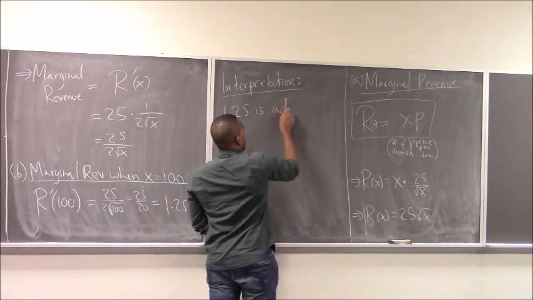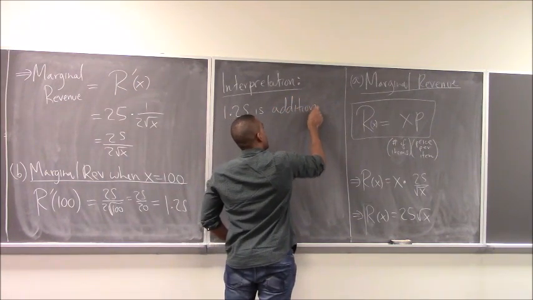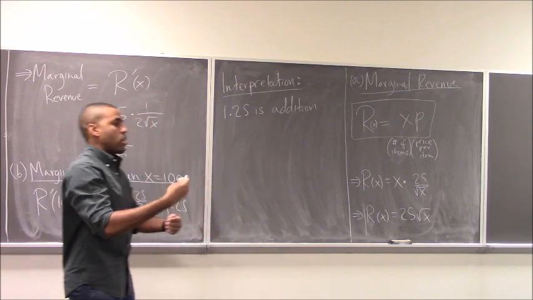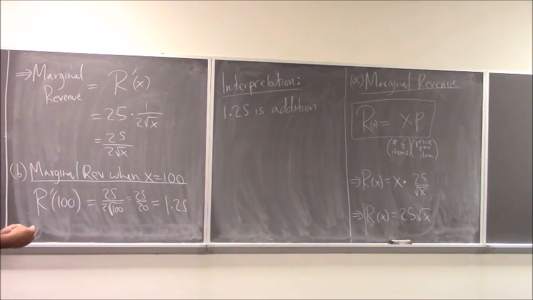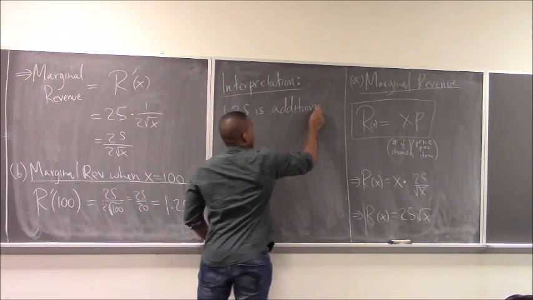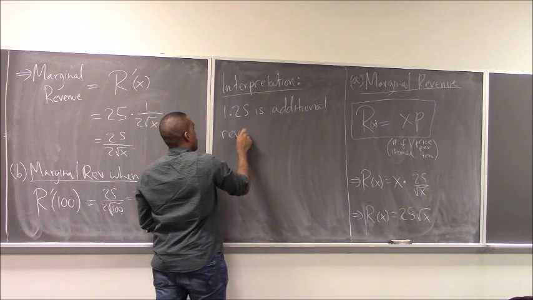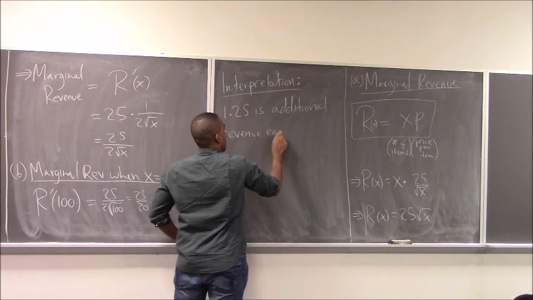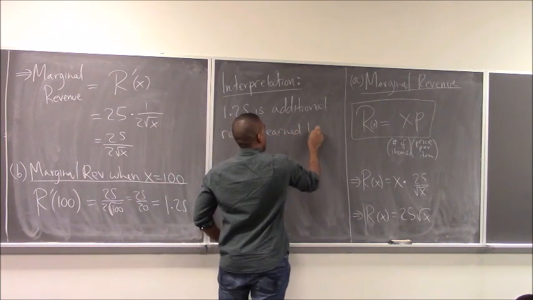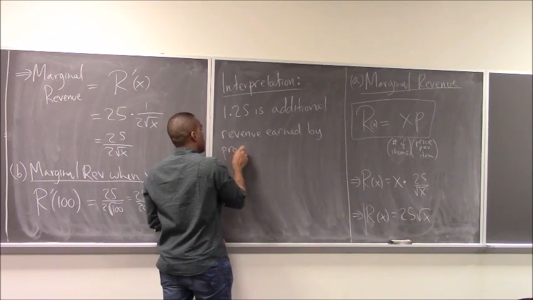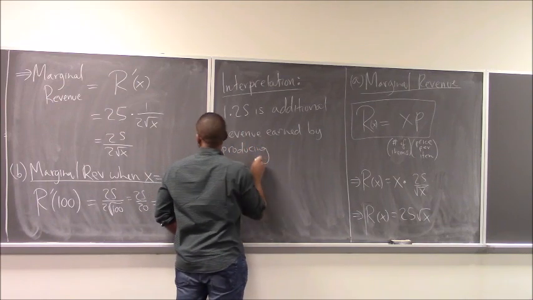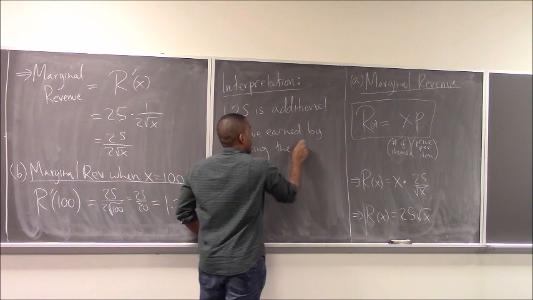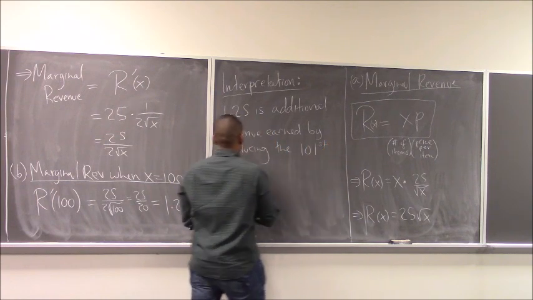It's the additional revenue. You don't really want to think about it in general for every additional quantity, because the situation might change when you produce that quantity. So you can really talk just about the next one. So it's the additional revenue earned by producing just the next one, the 101st item.